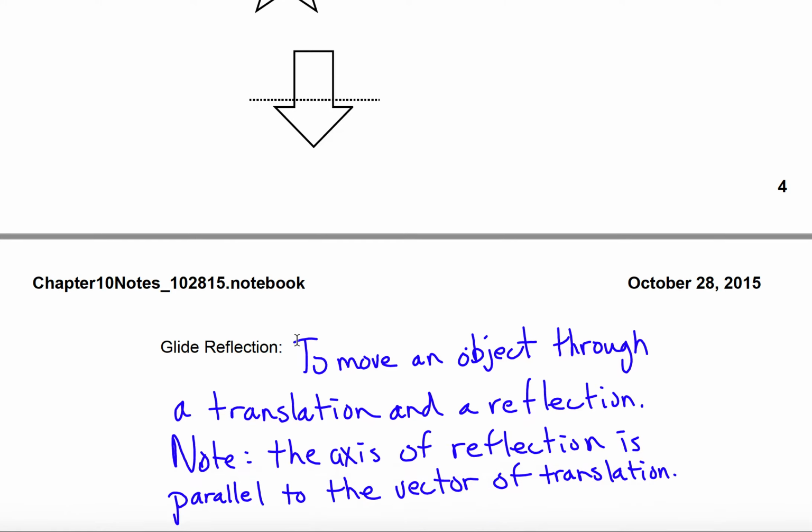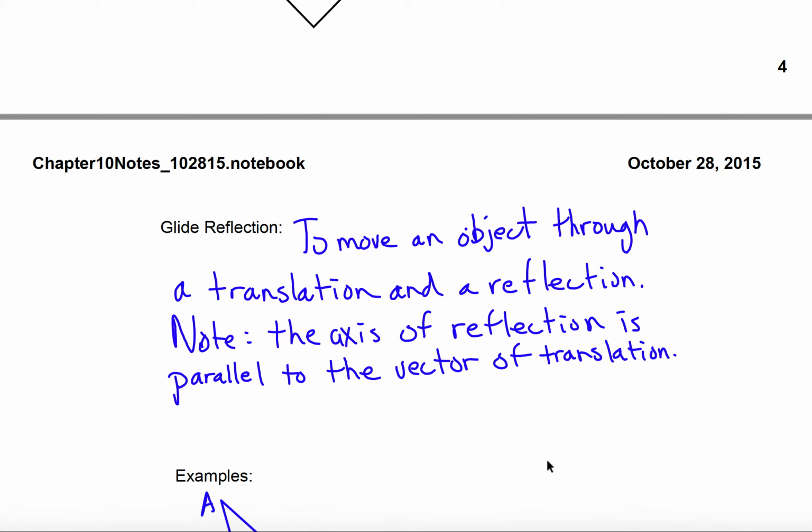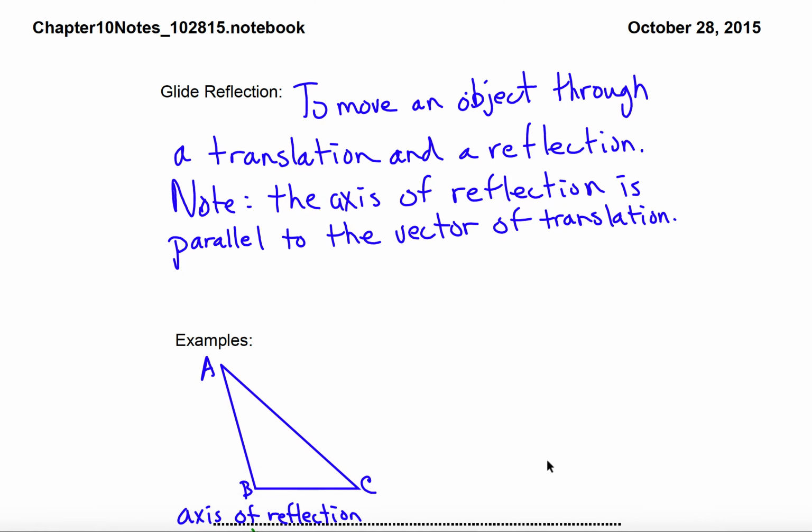And then the last one is a glide reflection. This is where you're going to move the object through a translation, and then you're going to reflect it. You can also, by the way, do the reflection first and then the translation. It really is up to you. The axis of reflection is parallel to the vector, so you wouldn't move it one way and then reflect it in a totally different location.